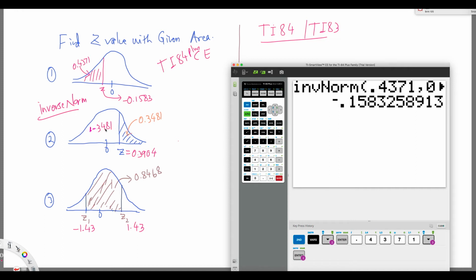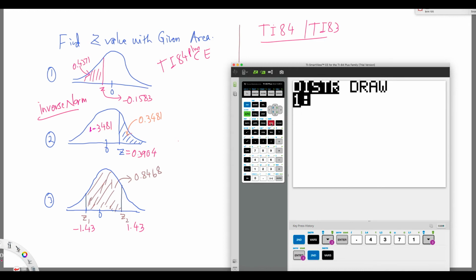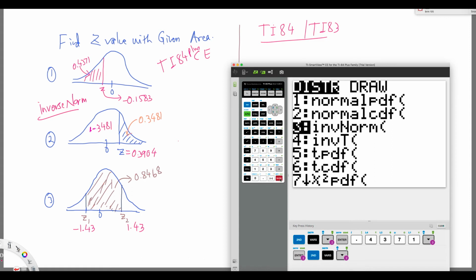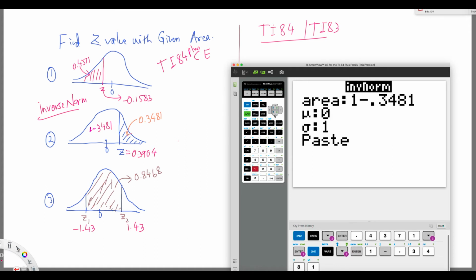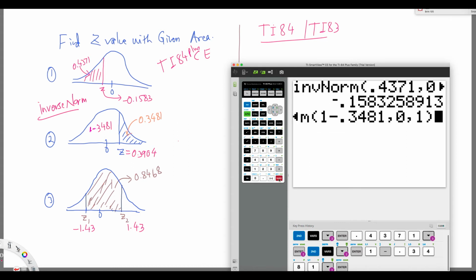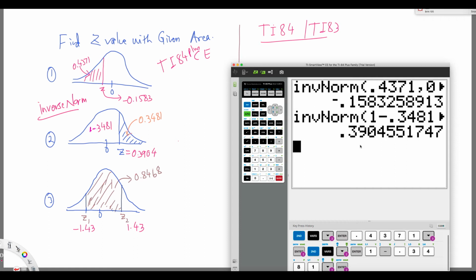So 1 minus 0.3481. How do I do that? You do second inverse, number 3, and the area is how much? You do 1 minus, I'm not sure whether it accepts that 1 minus thing, so 1 minus 0.3481. Okay, and mu is 0, sigma is 1. Let me see whether it likes this way. If you hit enter, it gave me 0.3904.